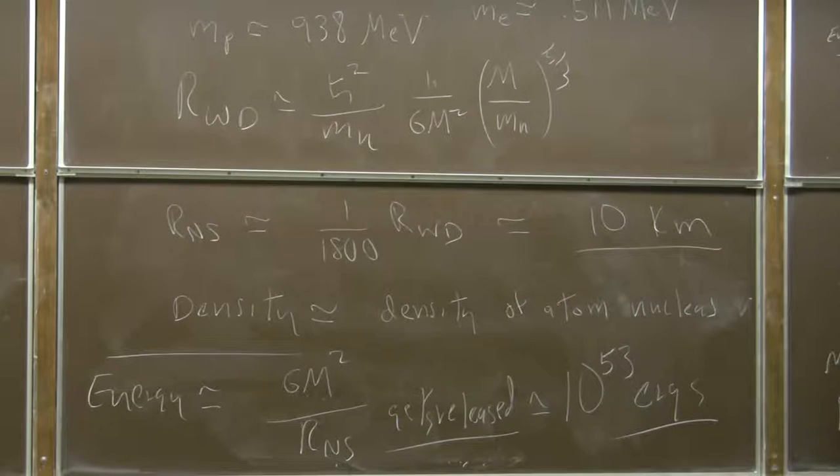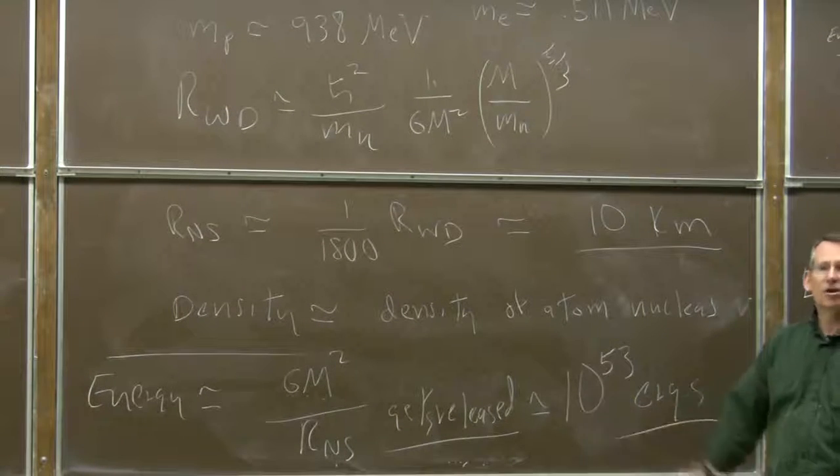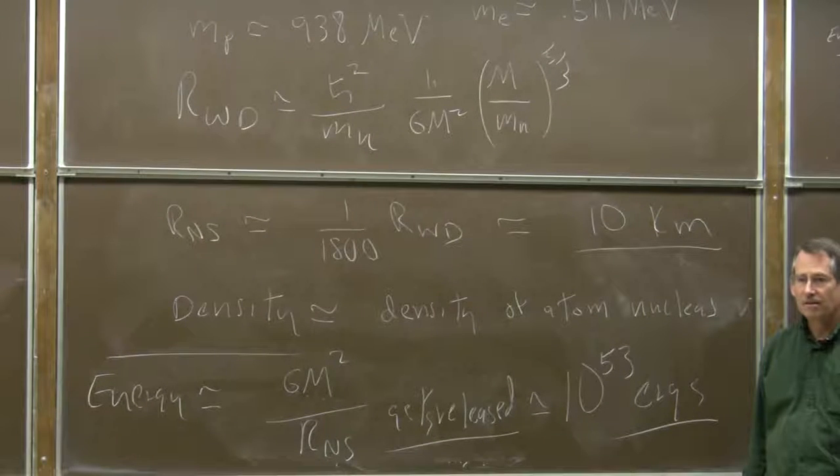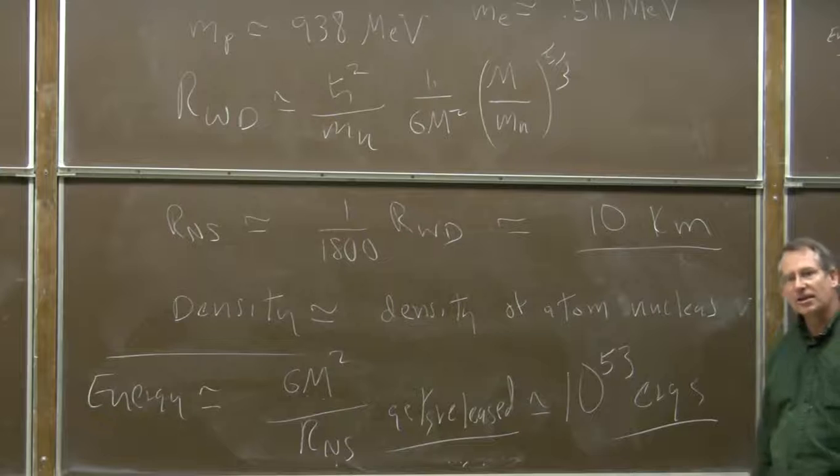Is that a lot of energy? Does anybody know the luminosity of the sun? How many ergs is the sun putting out every second? The luminosity of the sun is about 4 times 10 to the 33 ergs per second. So in its whole lifetime, how long it's been around, 10 to the 18 seconds or something like that, the energy it's put out is smaller than 10 to the 53 ergs by at least an order of magnitude.